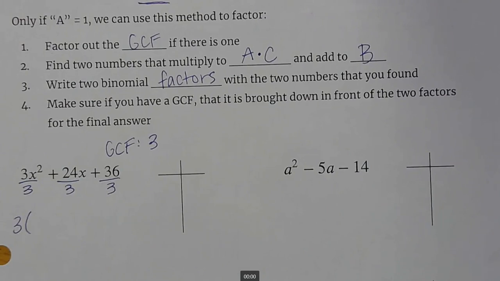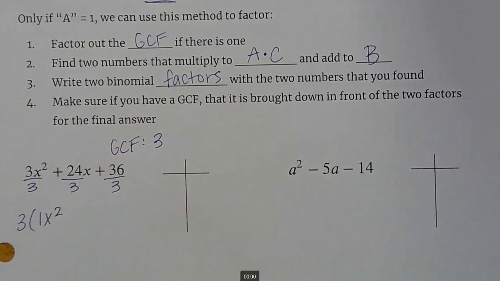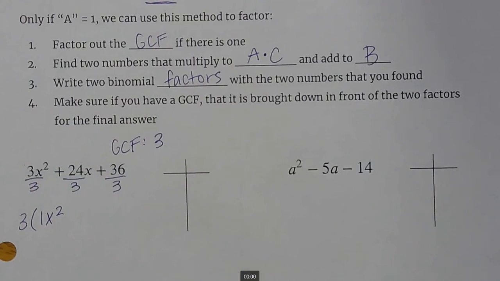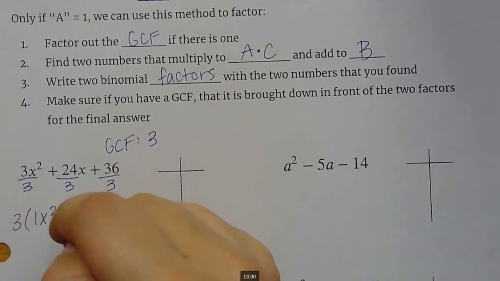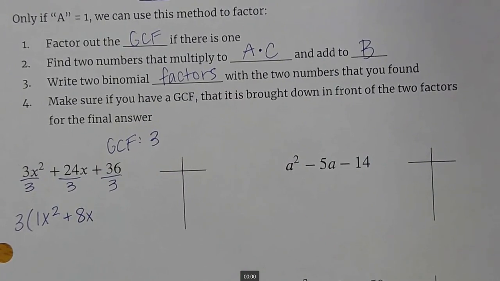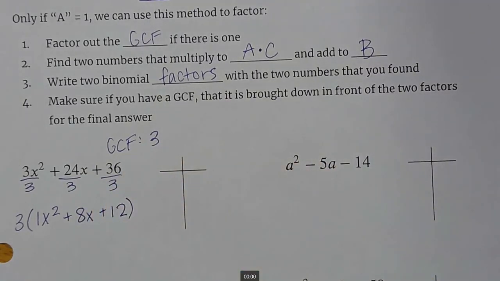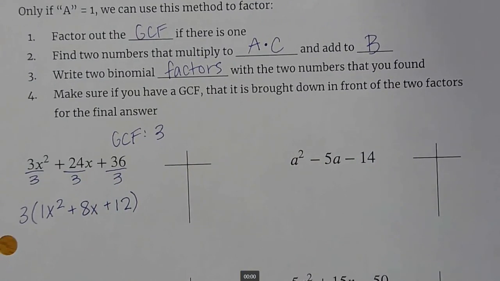And now we actually divide. 3x squared divided by 3, what's that? 1x squared, or you could have written that as just x squared. The middle term, 24x divided by 3, what's that? Plus 8x. The last one, 36 divided by 3? 12. So that's not new. We did that on Monday.